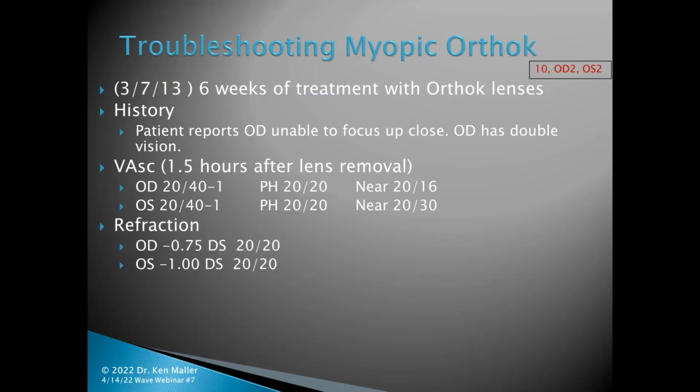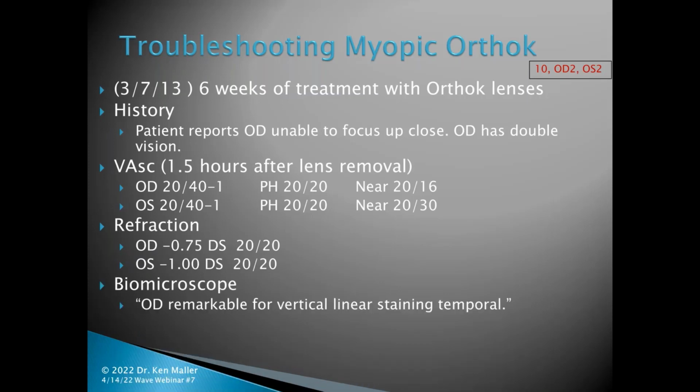Refraction. Again, he's undertreated, 3/4 diopter and 1 diopter, respectively. And there was a comment about this vertical linear staining temporal on the right eye.